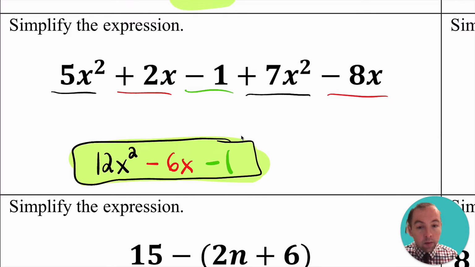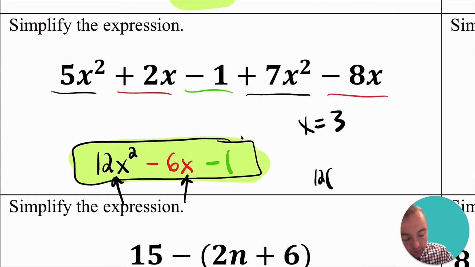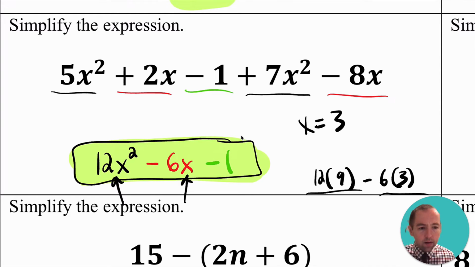The second thing that I want to note about this is that you cannot combine together these terms when the x's have different exponents involved, because, I don't know, if x were, let's say, 3, then that would mean you would have 12 3 squareds, because it's x squared, so you have 12 9s, and then minus 6 x's, which is 6 3s, and so you can't combine them together when you're counting 9s and you're counting 3s, because they're not the same numbers as each other.